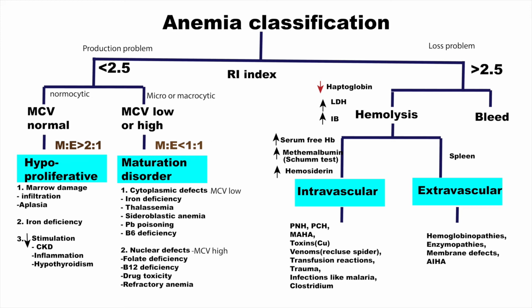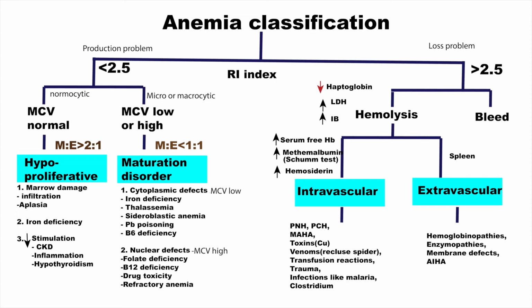While maturation disorders, like cytoplasmic defect disorders or nuclear defect disorders, cause the MCV to be either high or low. In these cases, the myeloid erythroid ratio is less than 1 to 1. Coming to cytoplasmic defects, these are usually associated with a low MCV, and it's due to iron deficiency, thalassemia, sideroblastic anemia, lead poisoning, and B6 deficiency. Nuclear defects, in which the MCV is high, include folic acid deficiency, B12 deficiency, drug toxicity, and refractory anemia.